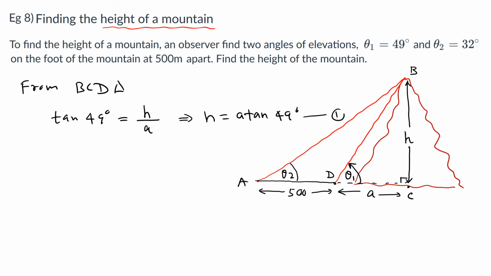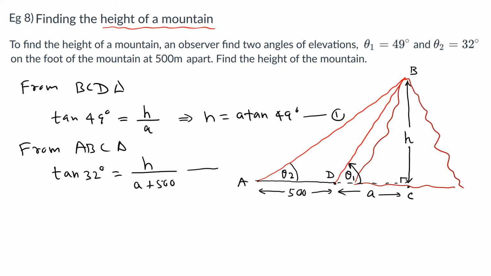And then use the big triangle. From the triangle ABC, we can do a similar calculation again. So tan 32, that's the angle theta 2, equals H over the total distance, which is A plus 500. Again by cross multiplying, this gives you H equals A plus 500 times tan 32.